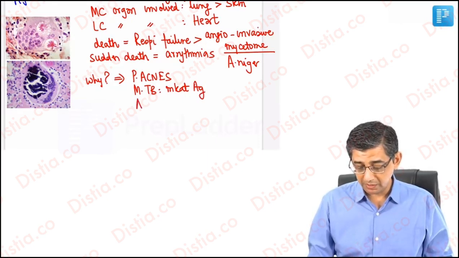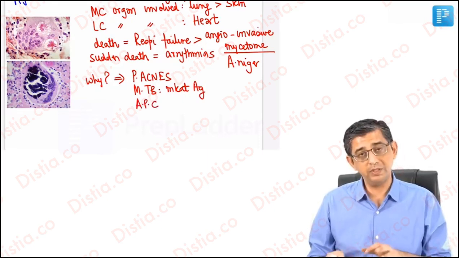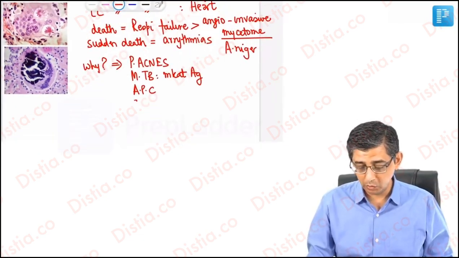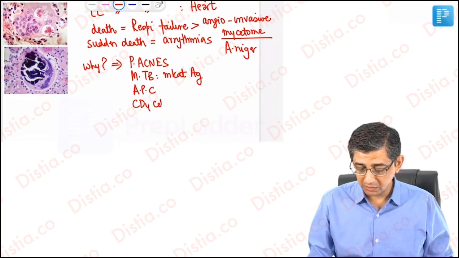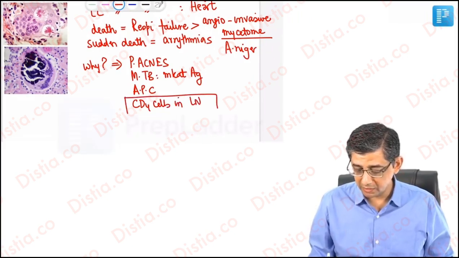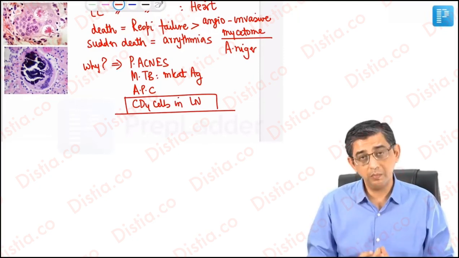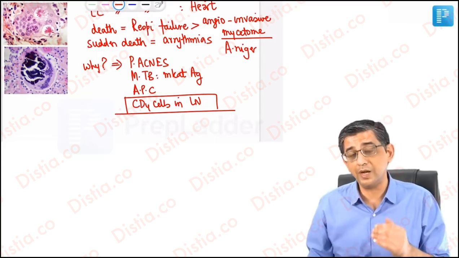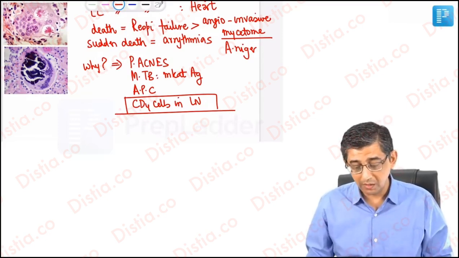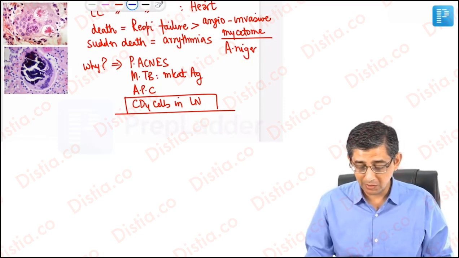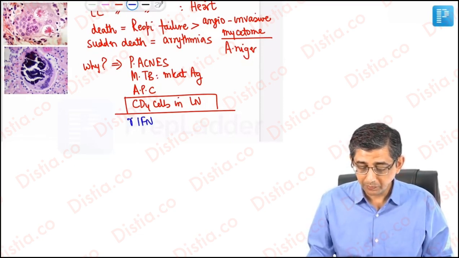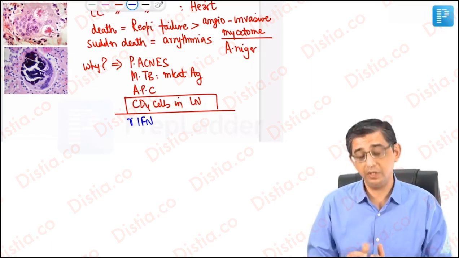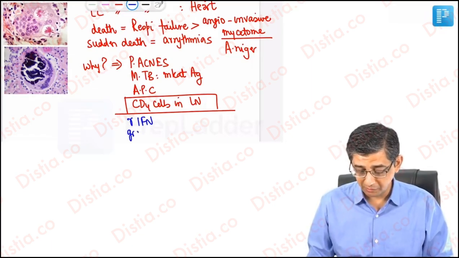Now, the antigen presenting cells are going to trap these antigens and present them to the CD4 cells in the lymph nodes, because lymph nodes are the site where ultimately the bad guys get the final treatment, that is, they're going to be killed. Let us now see how the CD4 cells respond to this antigenic challenge. One, they will start producing gamma interferon. You are familiar that gamma interferon is responsible for granuloma formation.